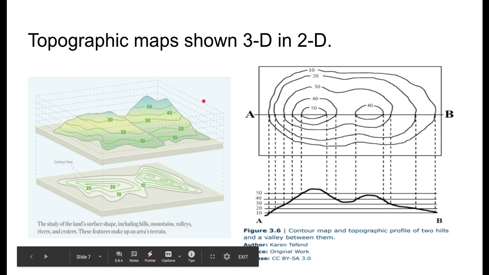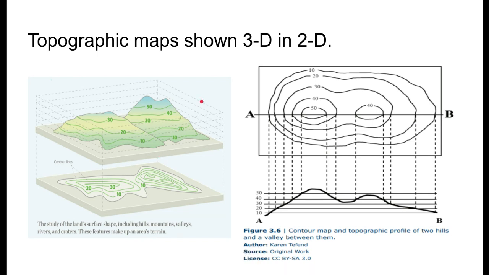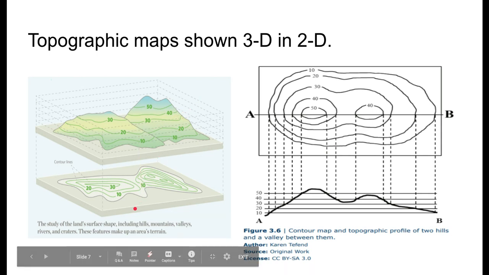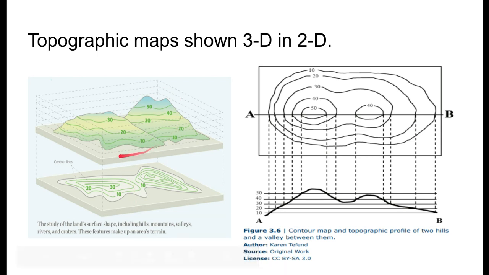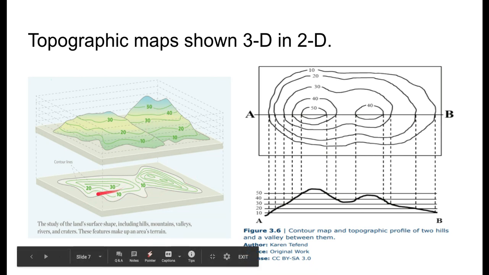Topographic maps really show 3 dimensions in 2 dimensions. So this is a 3-dimensional map of a couple of hills. And you can see that 50 feet, 40 feet, 30 feet. Down here, we see the 2-dimensional flat map. Same in this area right here.